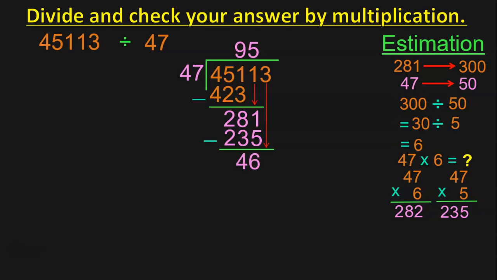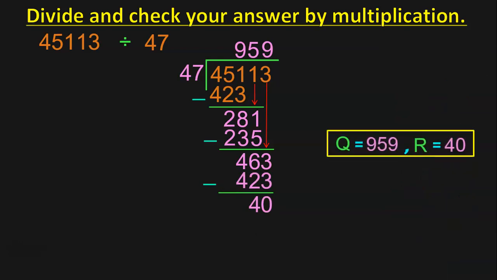The next step is to take and write down the next digit 3 near the remainder. So now you get the remainder to be 463. Now we have to find out how many 47s are required to make 463. Let us try with 9. 47 into 9 will give you 423. So take the quotient to be 9 and the value will be 423. When you subtract these two, you get the remainder to be 40. So the quotient is 959 and the remainder is 40.